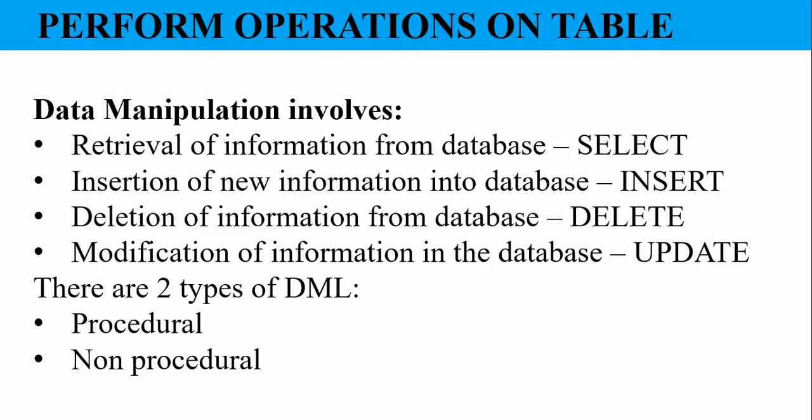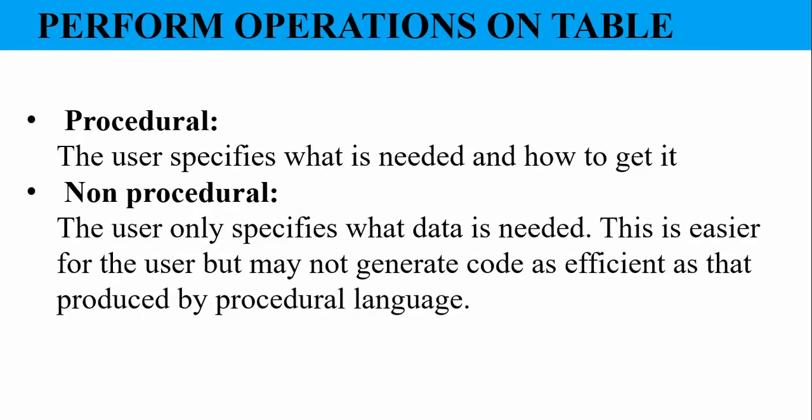Now there are 2 types of DML, procedural and non-procedural. In procedural, the user specifies what is needed and how to get it. In non-procedural, the user only specifies what data is needed. This is easier for the user but may not generate code as efficient as that produced by the procedural language.